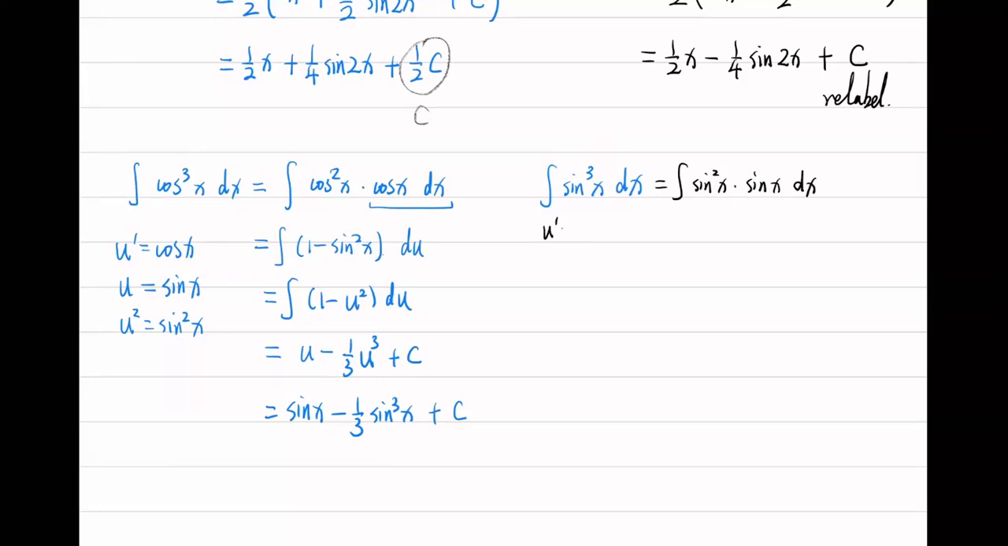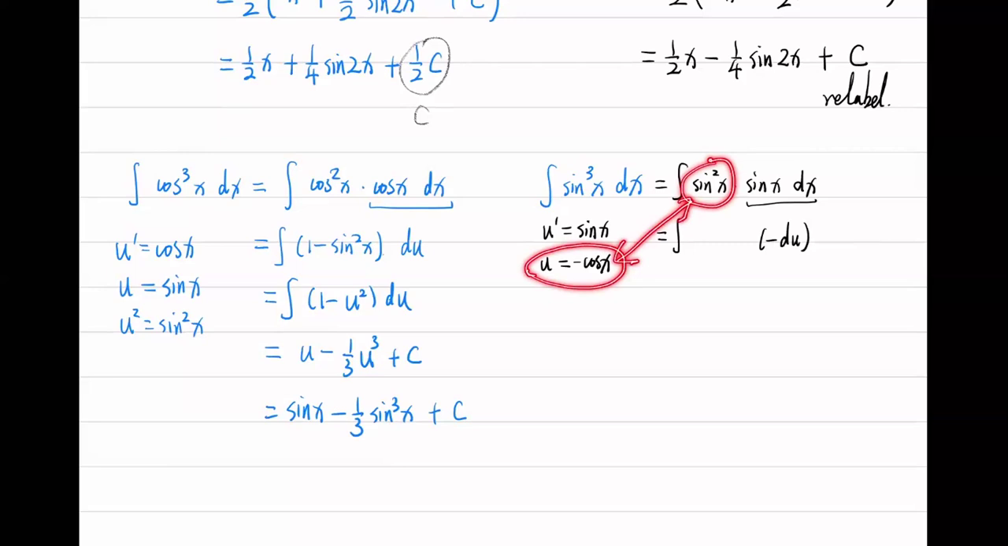Okay, now let's do substitution. u's derivative is sine x. What's u? Negative cosine x. Okay, so now we continue. So this will be negative du. Okay, how do we deal with this factor, sine square? How is it related to u?